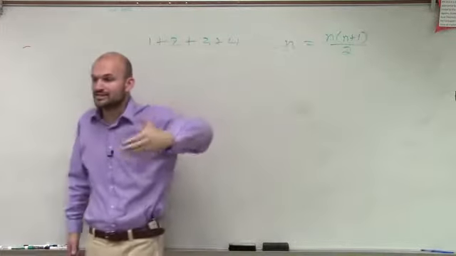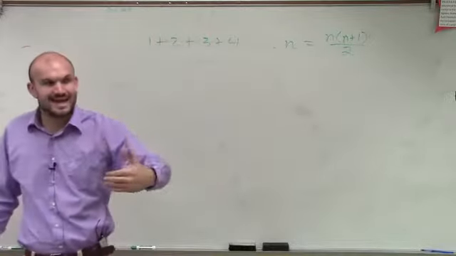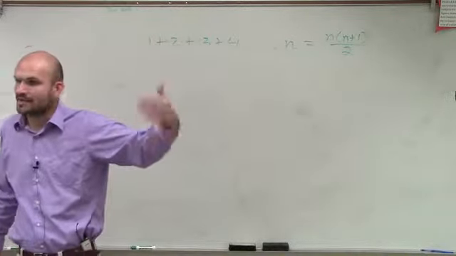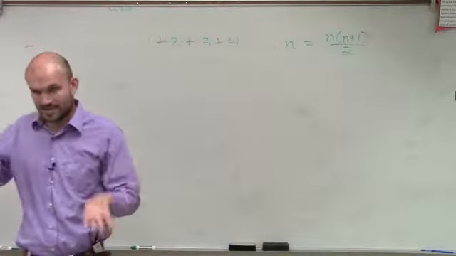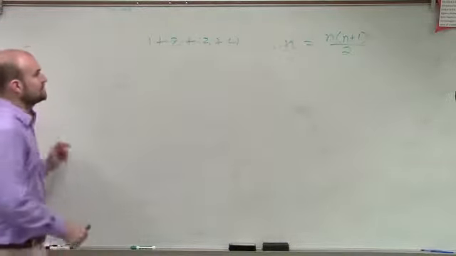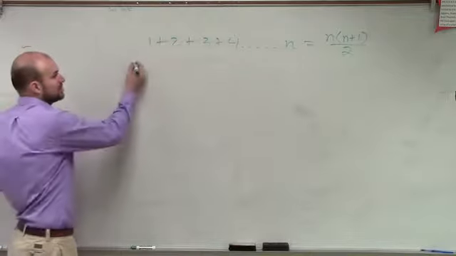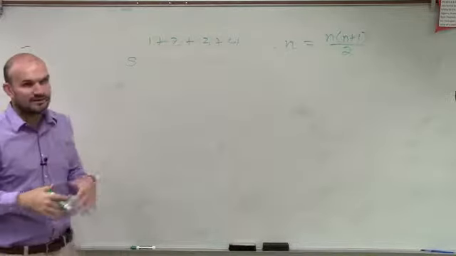So what we're going to do is say, if we can prove this with k and k plus 1, then we know if it's true for k, then it can be true for n, because k and n are just variables. So the first thing we need to do is make sure that we can prove that our first term is true.